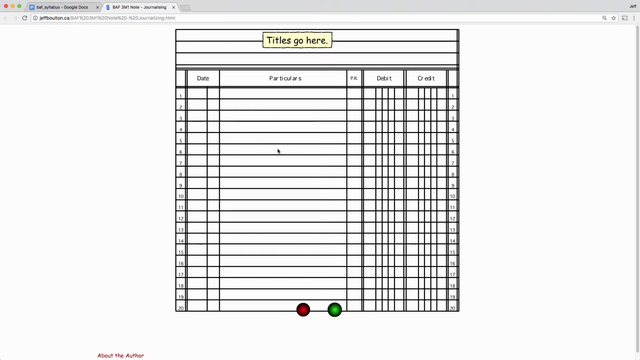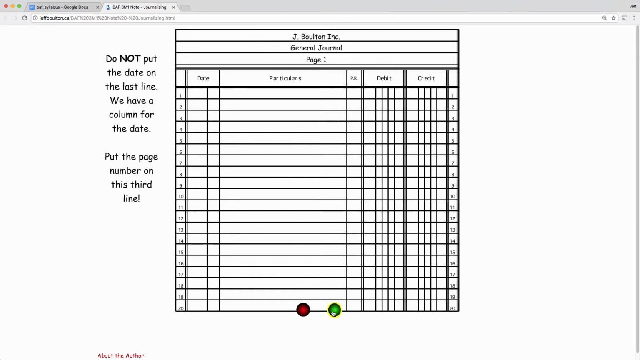The particulars are where you put the accounts affected and any description of the transaction. Generally in school, you don't write descriptions because it just takes up a lot of time and space. Here's how this works.